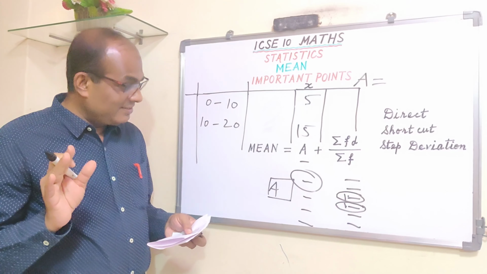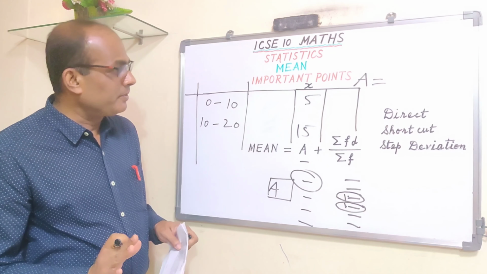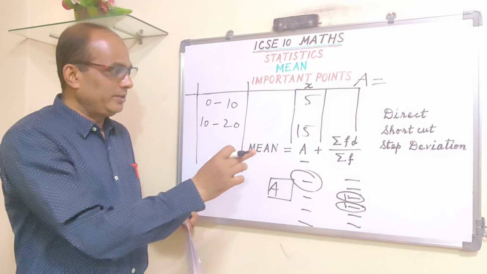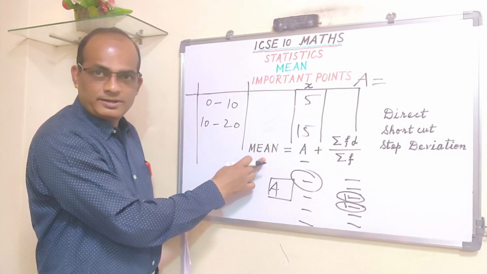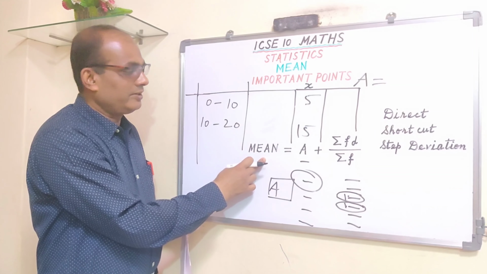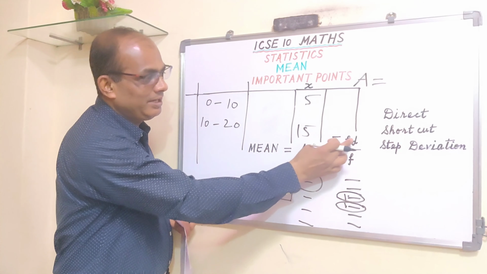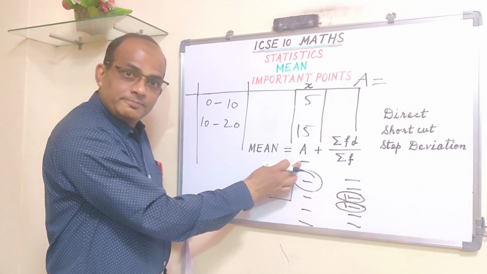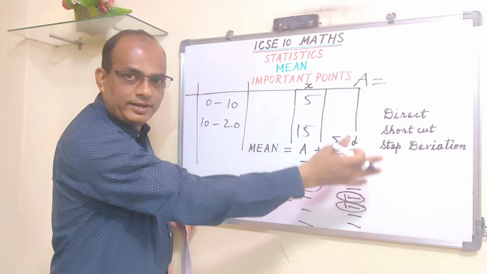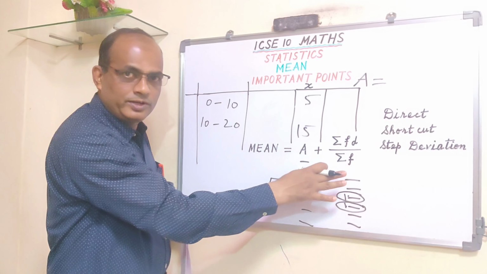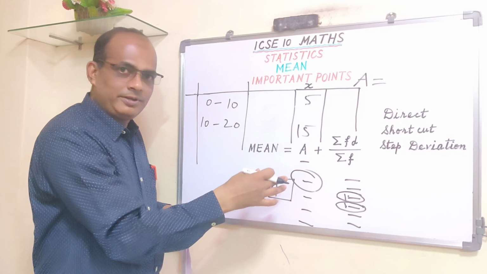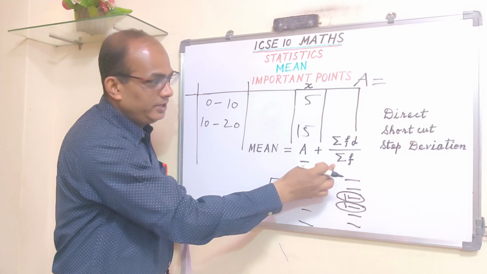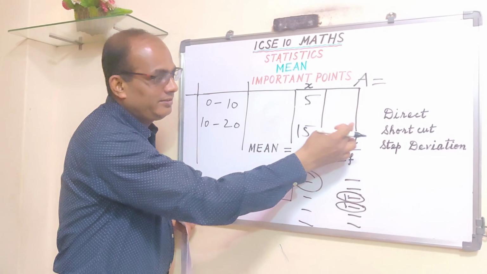Then the next point is, after doing everything, when you are substituting in the formula for the shortcut method, mean is equal to A plus sigma FD upon sigma F. A is the assumed mean. Sigma FD we'll find out. That I'm not going to tell you now, I'll explain it when I make a video solving a question. So you found out sigma FD. You know sigma F, you are substituting here.